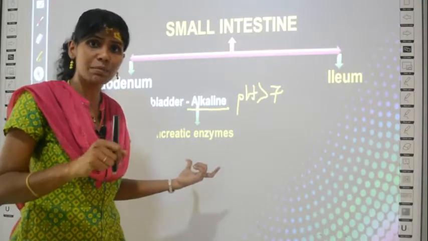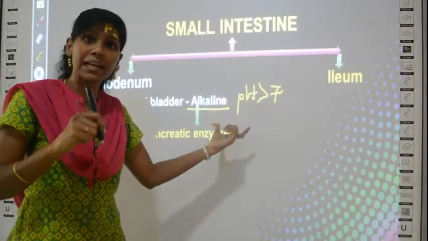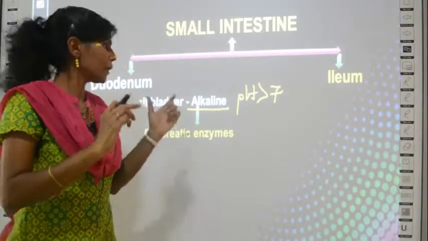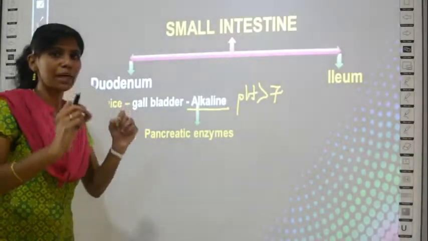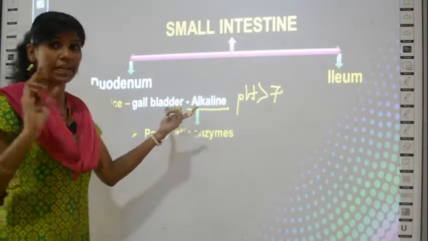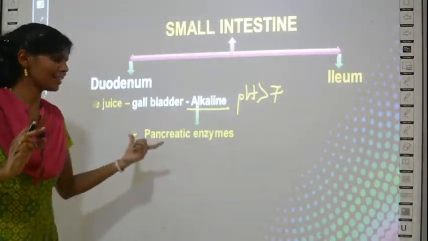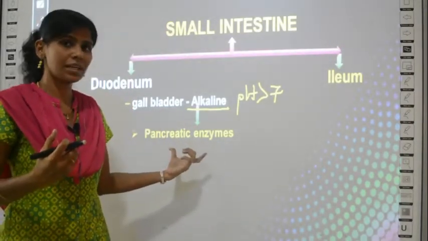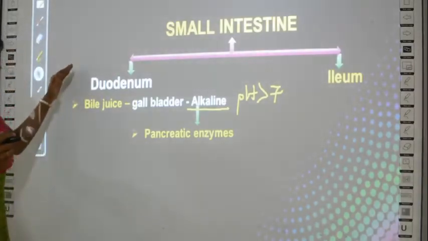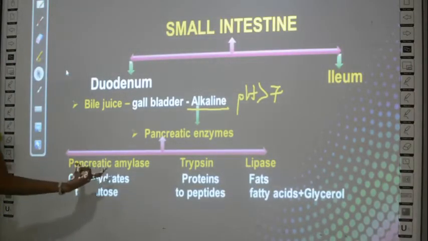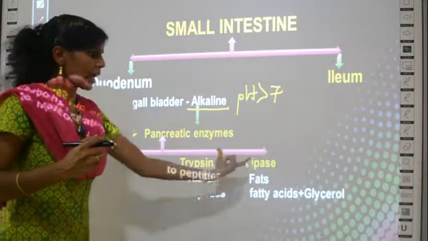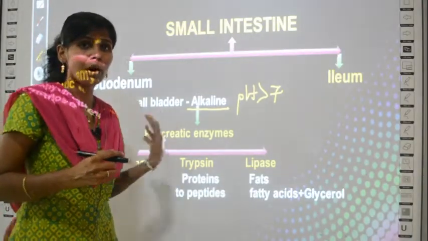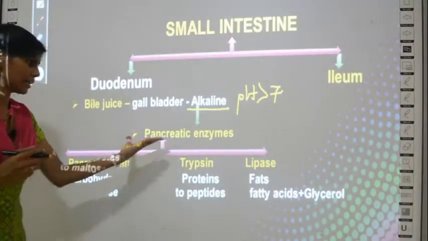If pancreatic enzymes have to be active, there should be an alkaline nature. Because the gallbladder gives bile to the duodenum, it becomes alkaline in nature, and now the pancreatic enzymes are becoming active. So what are these pancreatic enzymes? Pancreatic enzymes are of three types: pancreatic amylase, trypsin and lipase. They are all pancreatic enzymes.